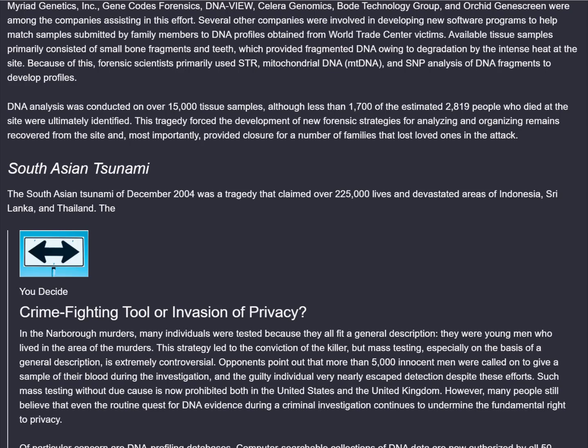Several other companies were involved in developing new software programs to help match samples submitted by family members to DNA profiles obtained from World Trade Center victims. Available tissue samples primarily consisted of small bone fragments and teeth, which provided fragmented DNA owing to degradation by the intense heat at the site. Because of this, forensic scientists primarily used STR, mitochondrial DNA, mtDNA, and SNP analysis of DNA fragments to develop profiles.